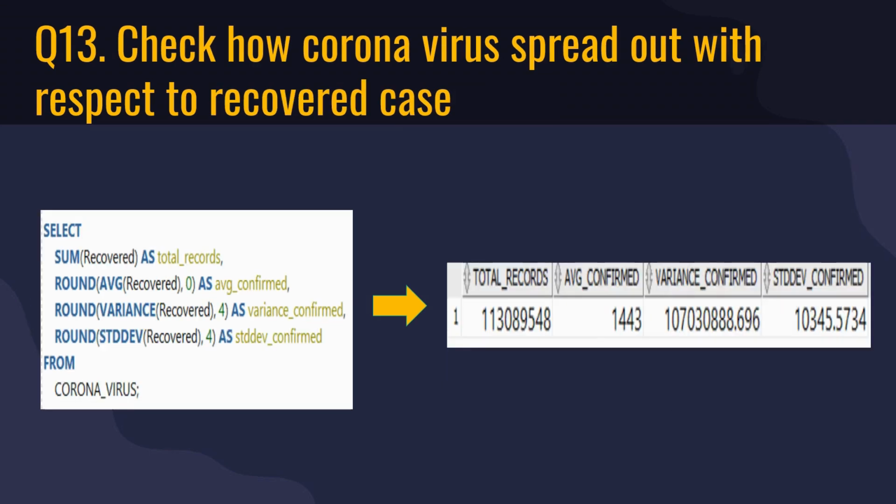For recovered cases, we used total, average, variance, and standard deviation to analyze their spread. This gives us a clear view of how recovery data is distributed. The output highlights these statistics, showing how recoveries varied across the dataset.